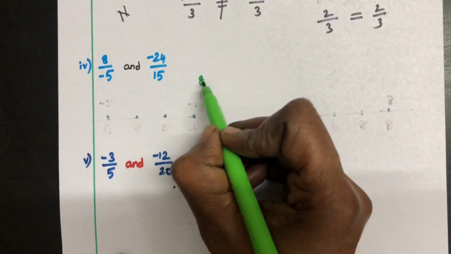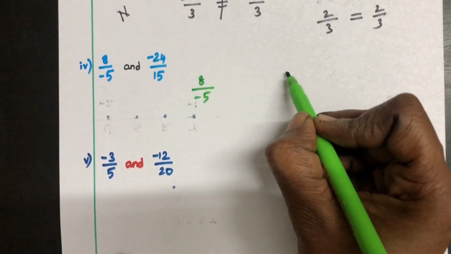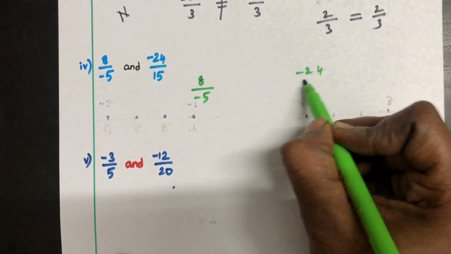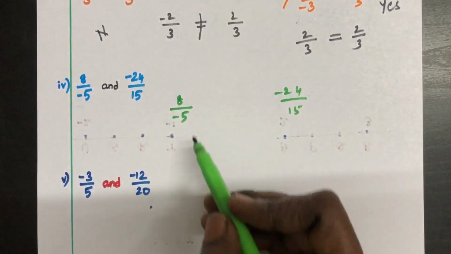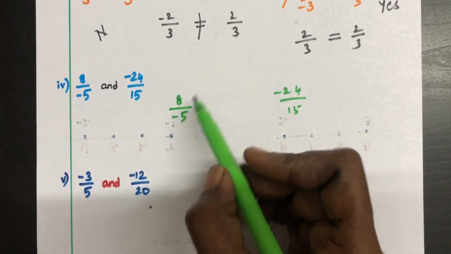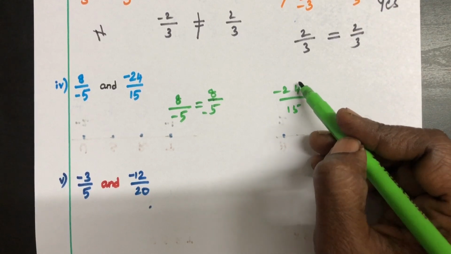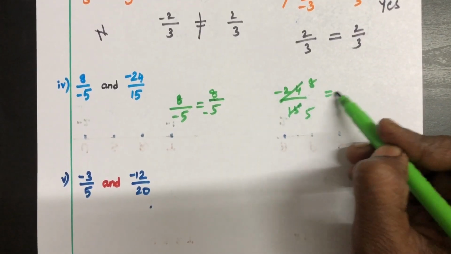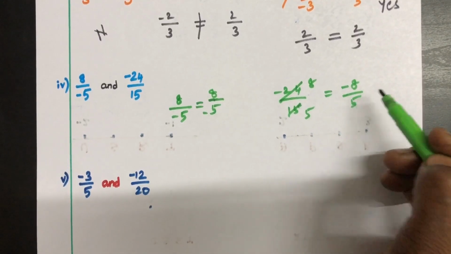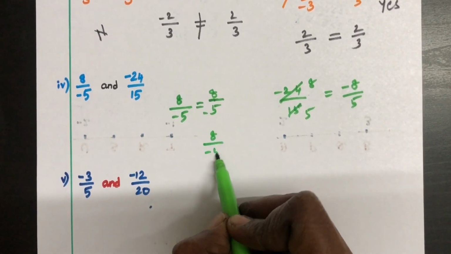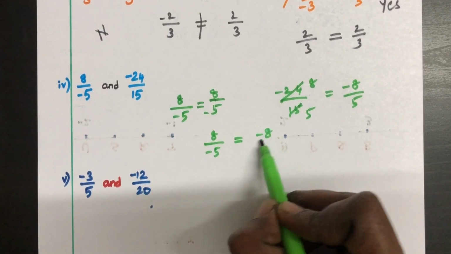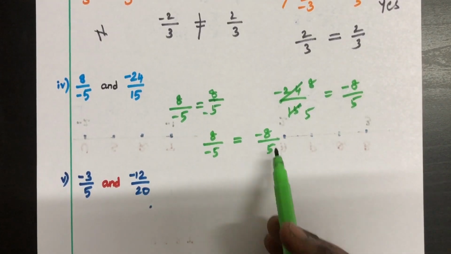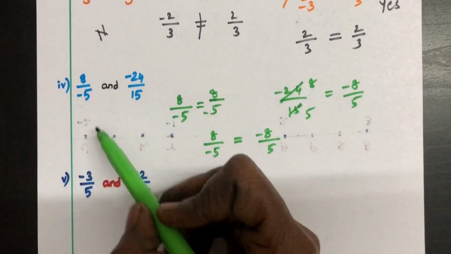Next question. 8 by minus 5 and 24 by minus 15. See, 8 by minus 5 has no common factor. In the other, both have 3 as the common factor. If we cancel, 8 times and this is 5 times. So this is minus 8 by 5. 8 by minus 5 is the same as minus 8 by 5. So the answer for this question is that both are the same rational number. Yes.